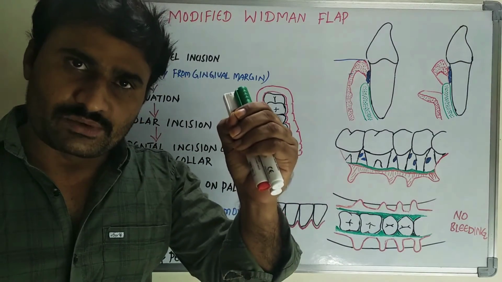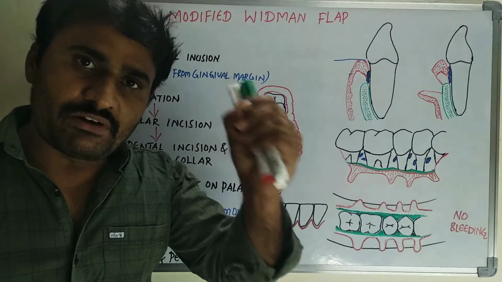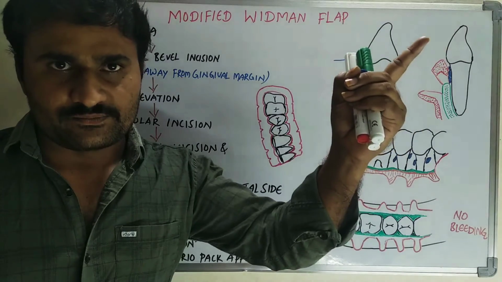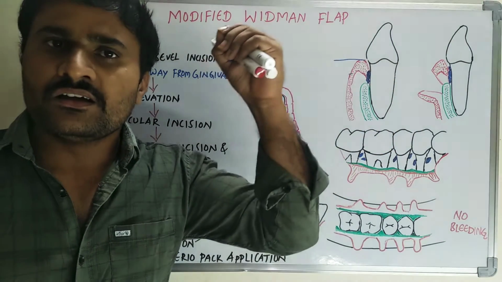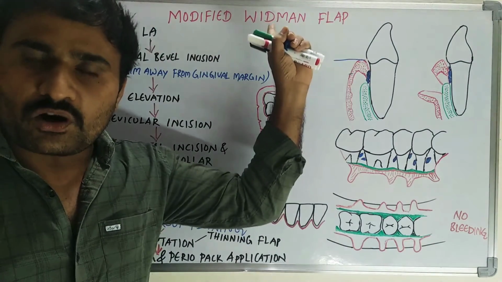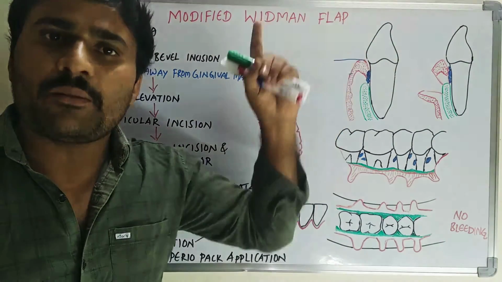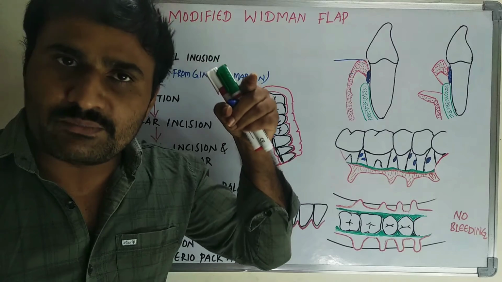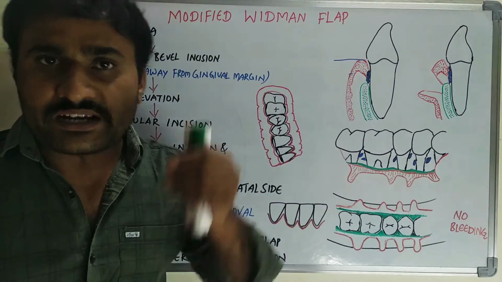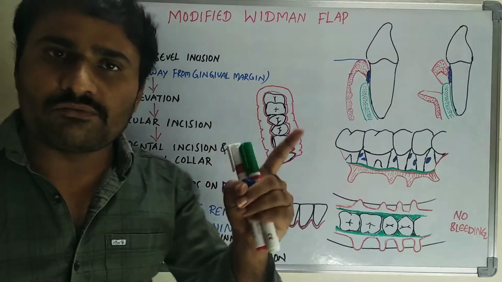In gingivectomy, the bevel of the blade is towards the coronal side, that is, it is directed towards the coronal aspect. But in the case of flap or modified Widman flap, it is directed apically. That is, it is aiming towards the crest of the bone, the interdental bone. That is why it is called a reverse bevel incision.